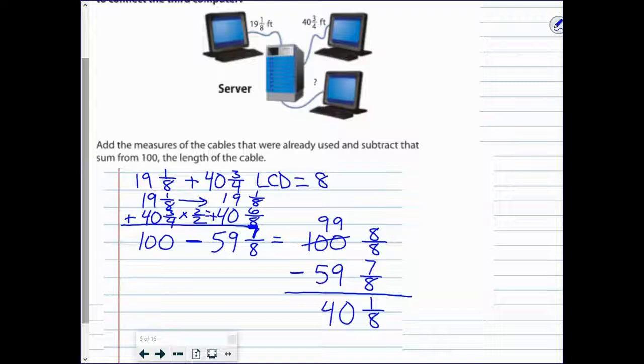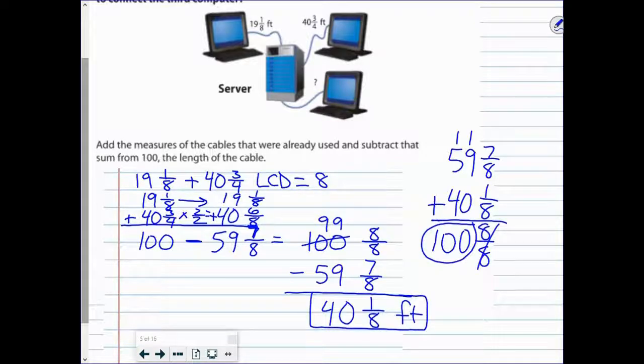So after I've connected the first 2 computers, I will have 40 1/8 feet of cable left to connect the 3rd. That takes us up to the guided practice.